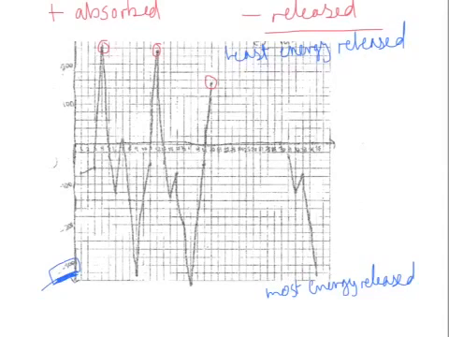Okay? Remember we said the most energy released means the high electron affinity. So electron affinity is the energy released, and so the higher the electron affinity, the higher the energy released. So these on the bottom actually have the highest electron affinity. And these up here have the lowest electron affinity.